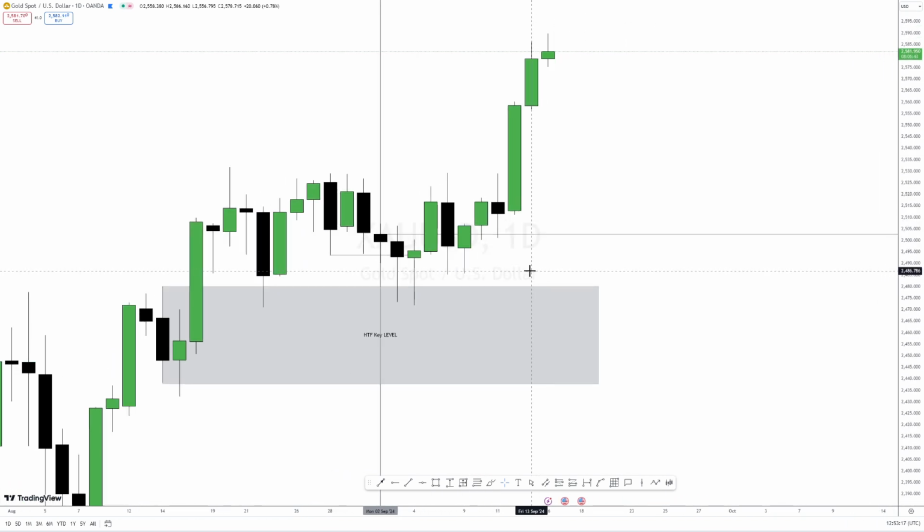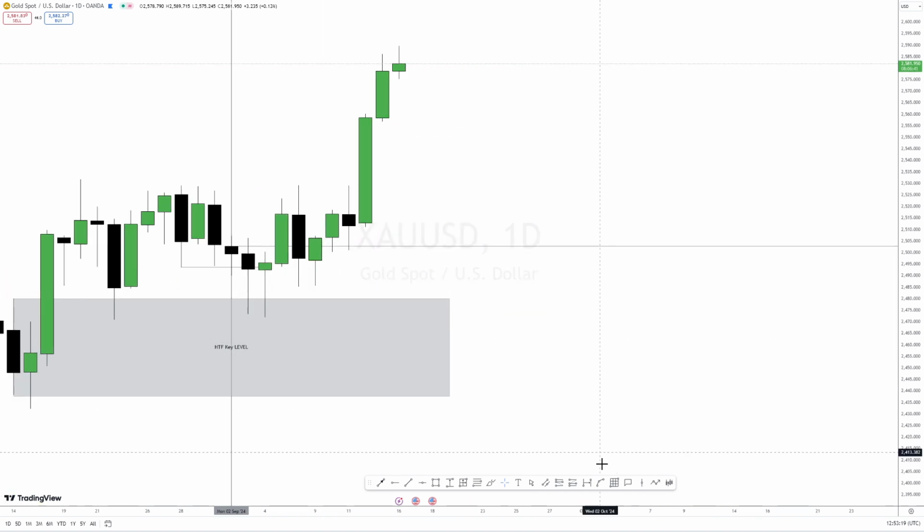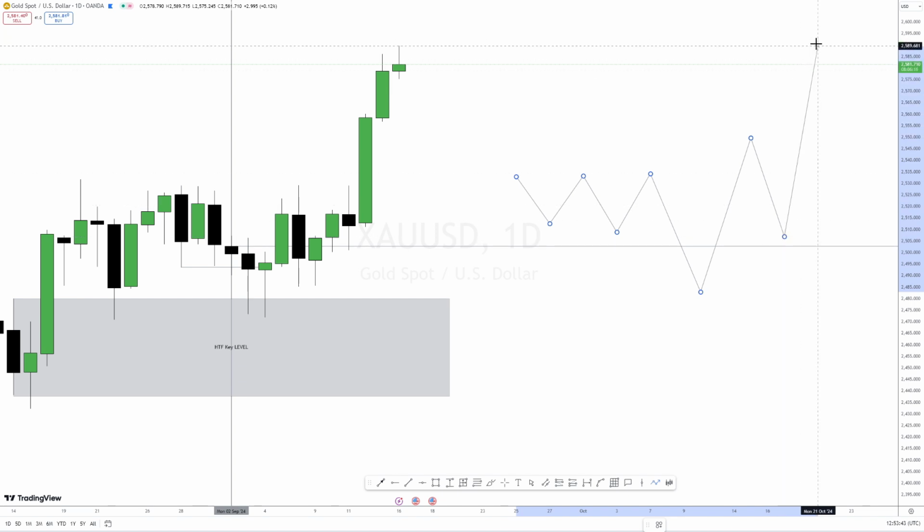Now, what do we base our entries on? I would like to base my entries on what ICT mentors in the 2022 entry models. How did I understand it? Not how he does it, but how I understood it from his teachings. I want to see accumulation. I want to see price breaking, then coming all the way back and trading all the way up. This is a sketch diagram.